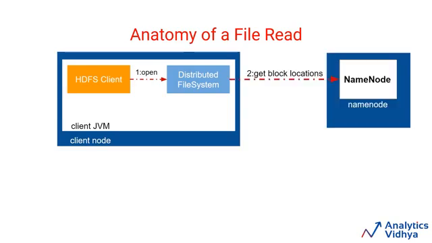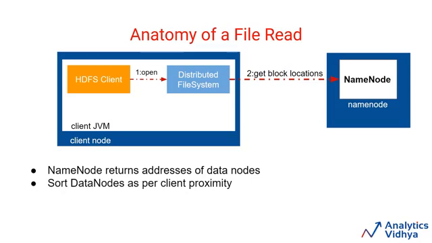As the second step, the distributed file system calls the name node to determine the locations of the first few blocks. For each block, the name node returns the addresses of the data nodes that have a copy of that block. Furthermore, the data nodes are sorted according to their proximity to the client. If the client is itself a data node, the client will read from the local data node if that data node hosts a copy of the block. The distributed file system returns an FS data input stream, which is an input stream that supports file seeks.